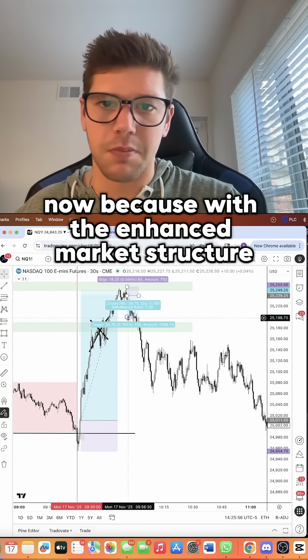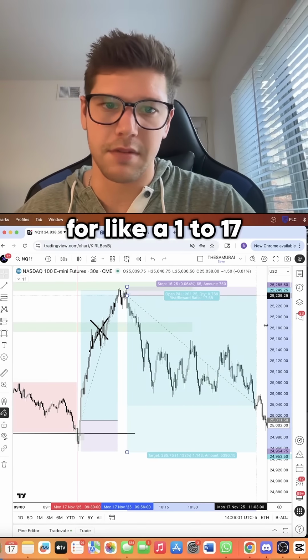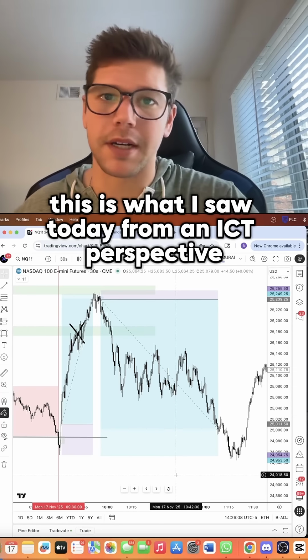Now because with the enhanced market structure, we know the overall price action is short, we could have targeted right back down to these lows for like a 1 to 17. This is what I saw today from an ICT perspective. Now let's take a look at ORB.